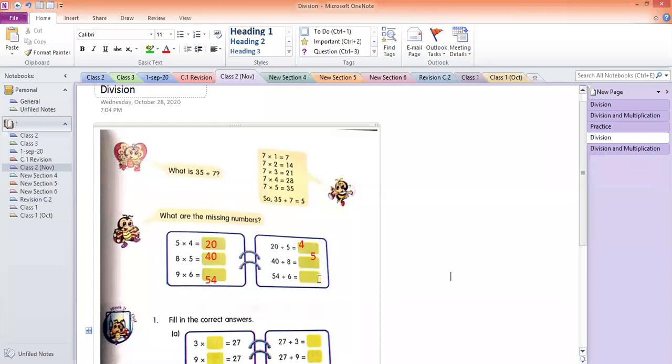If I ask you 54 divided by 9 equals what? You will say, sir, 6, because 9 multiplied by 6 will give you 54. So if you divide 54 by 6, the answer will be another multiple, which is 9. Or if you divide 54 by 9, the answer will be 6. Okay?